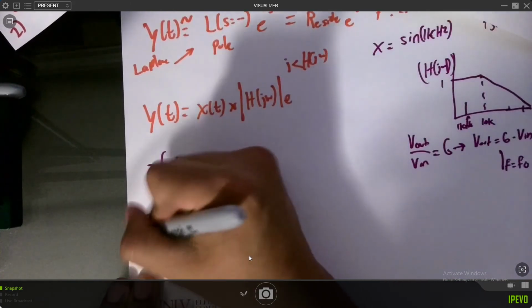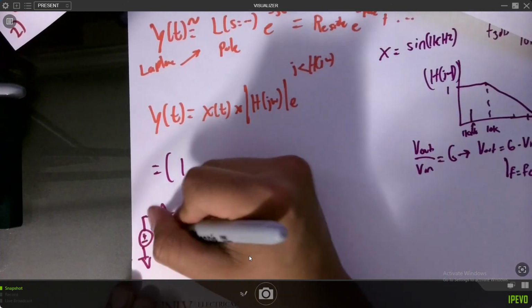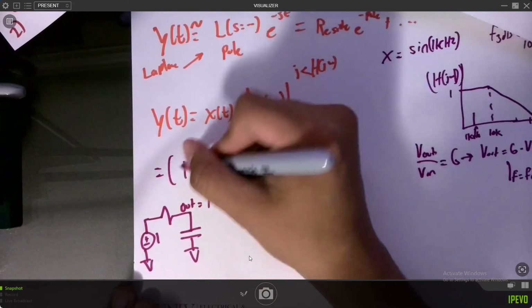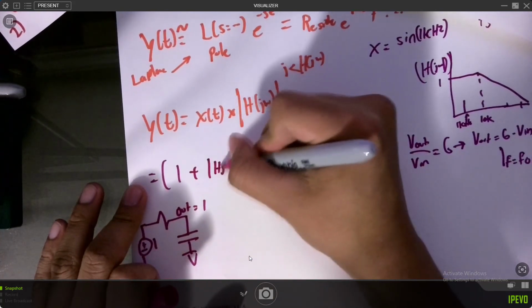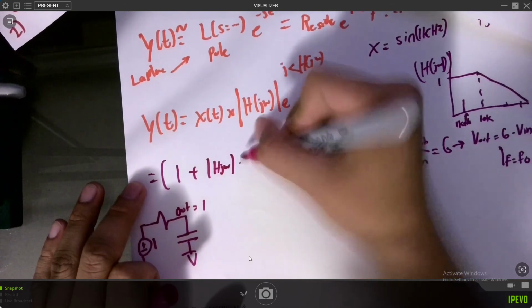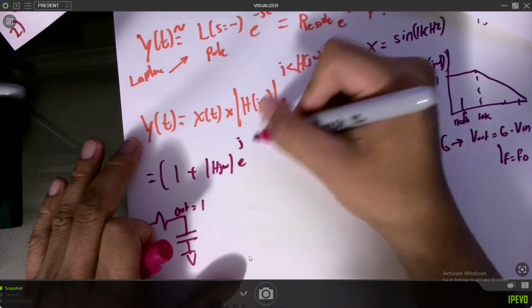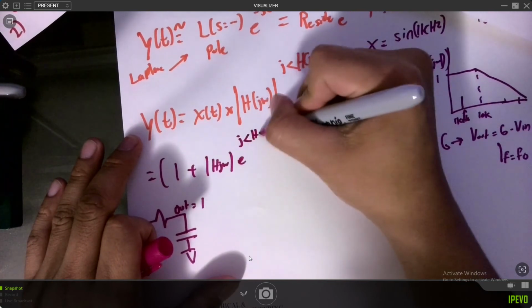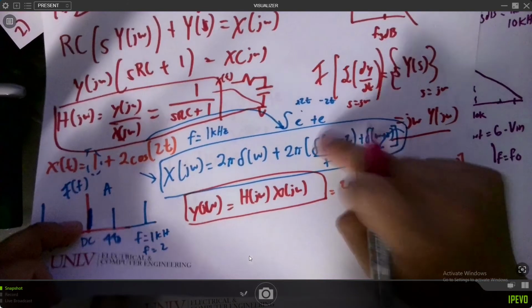If I have a voltage, 1 volt at DC, what's the voltage out here? The output. It's 1 volt. So that means your Y is literally going to be just 1 plus H(jω) e to the j angle of H(ω) plus our input X is going to have one of these guys. It's going to have one of these frequencies right here.